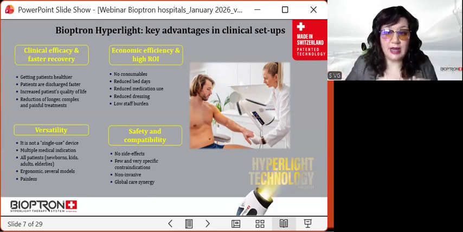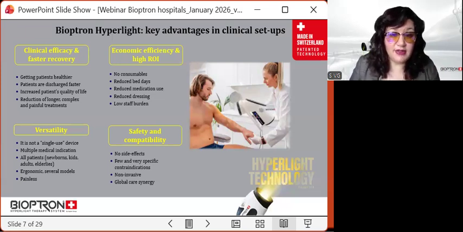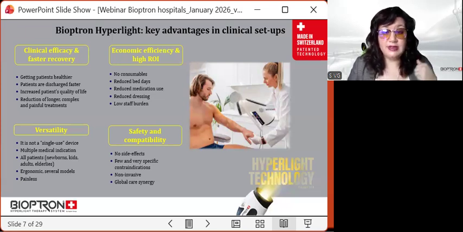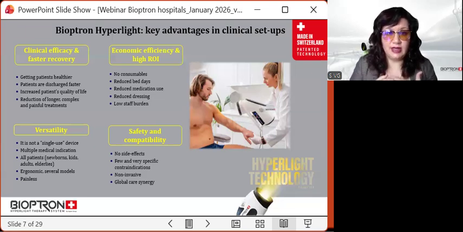So thanks to Bioptron, hyperlight therapy is clinically proven to accelerate the healing process across multiple departments, as you saw before. For wound care and surgery, we are accelerating the healing, decreasing the risk of infection, decreasing the side effects, improving the quality of life of patients, improving the pain management, decreasing pain, improving mobility, this rehabilitation that will improve the quality of life of patients. So Bioptron has a very clear effect.